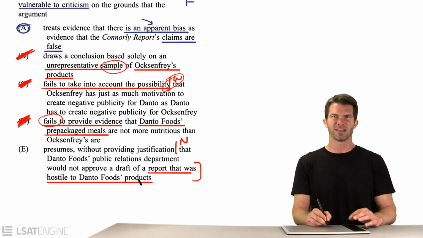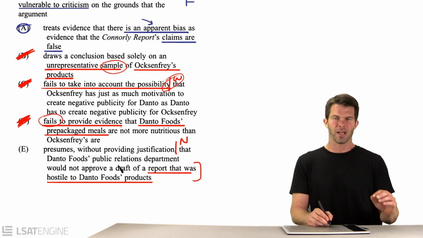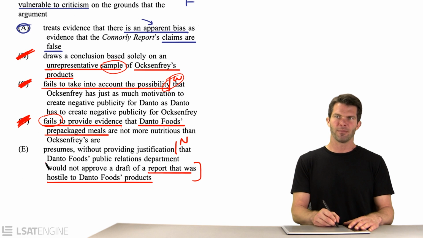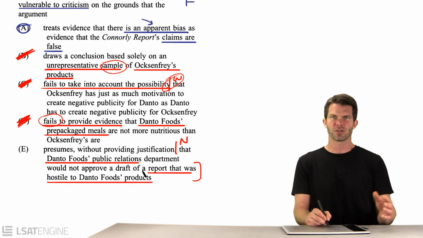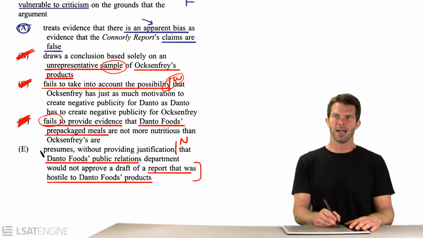There's no report out there that said anything bad about Danto. And so we don't need to assume that the public relations department would or wouldn't approve it, because this situation didn't come up, and so we don't need to make any assumptions about it. And presumes means assumes, right? So we're not making this assumption. We don't need this assumption. And so answer choice A is the one you want to get into.